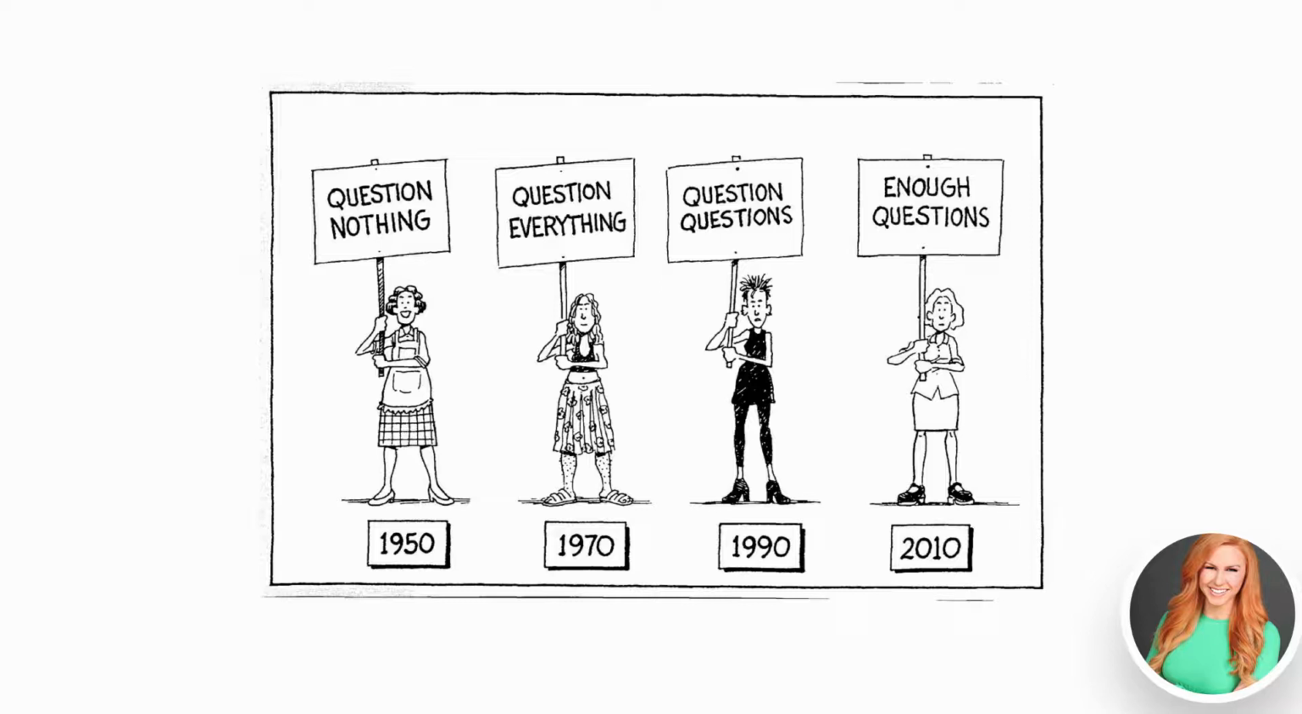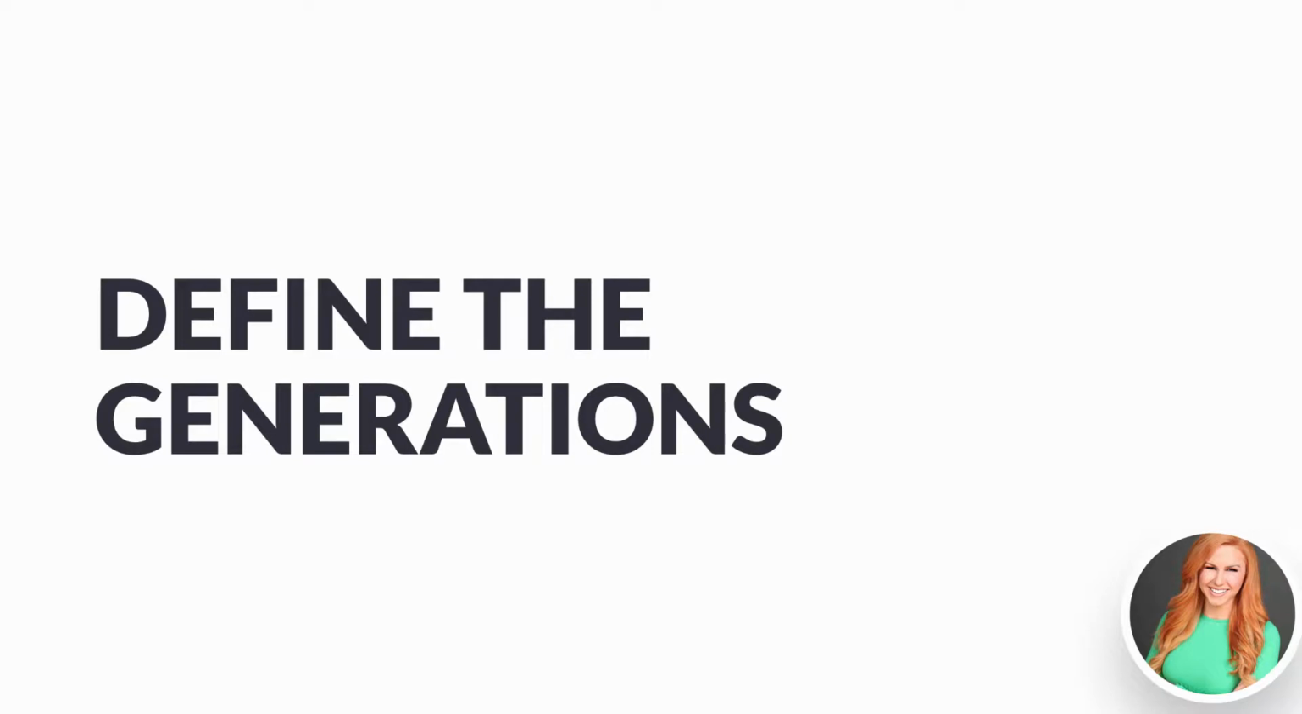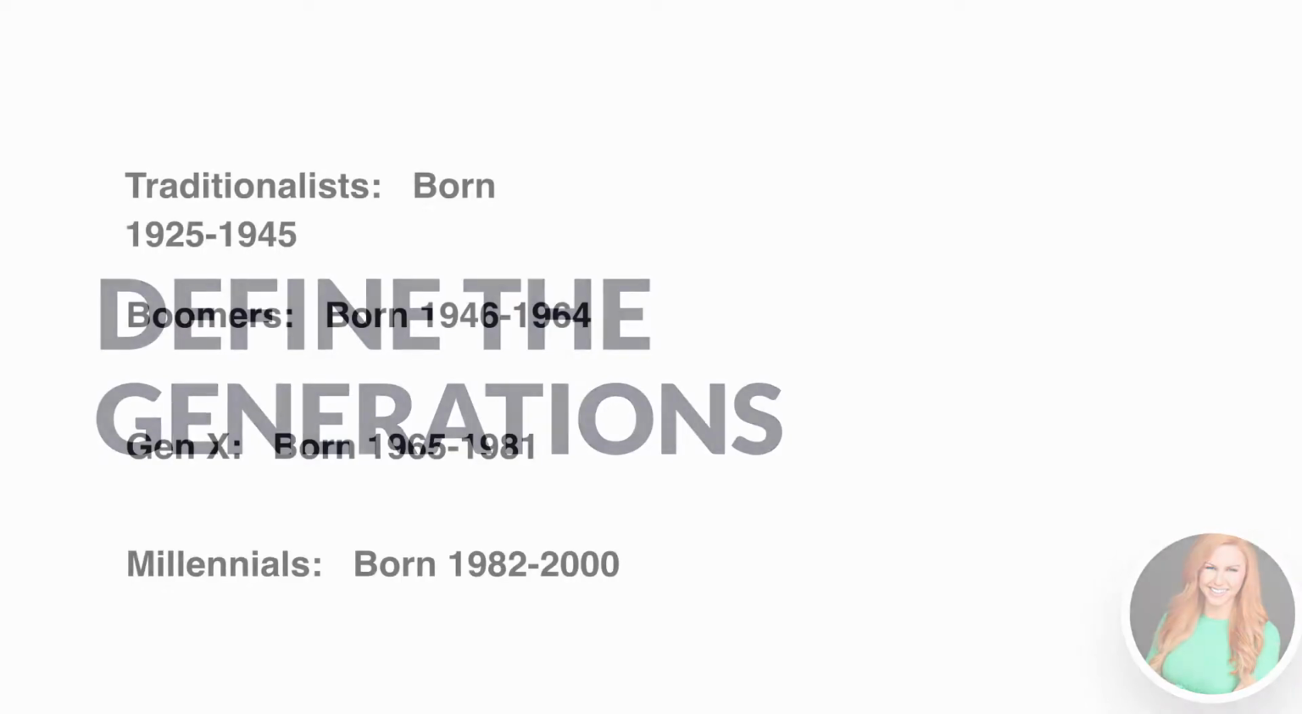And then in the 90s, it was just, questions. Questions are everywhere. There are too many. We don't need to answer them. And then by 2010 it was like, enough questions. We need some solutions. So I think it's a funny depiction about how people change over time, and how a generation of youth can also change over time. So now we're going to break down who the generations are and really get some extreme clarity about the generations.